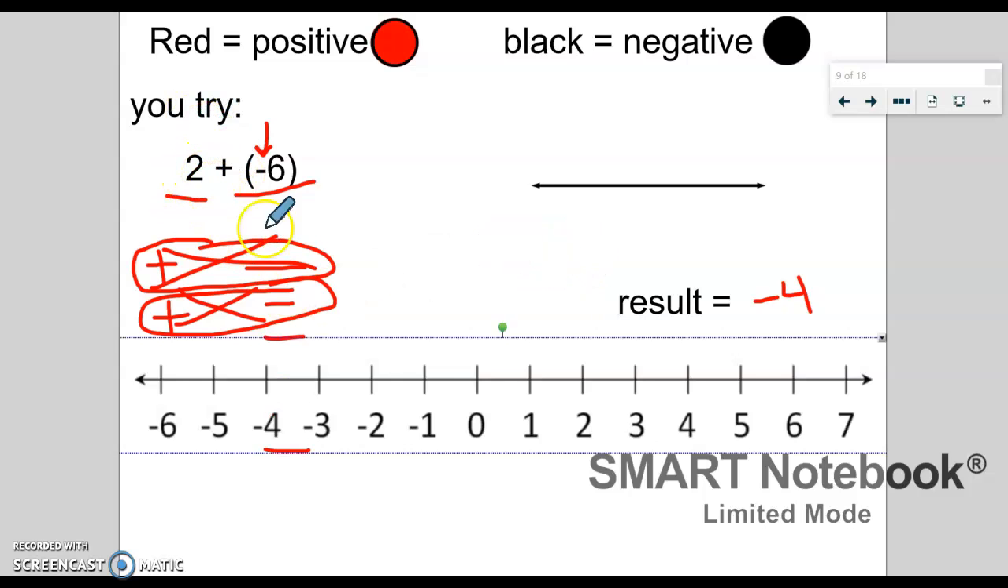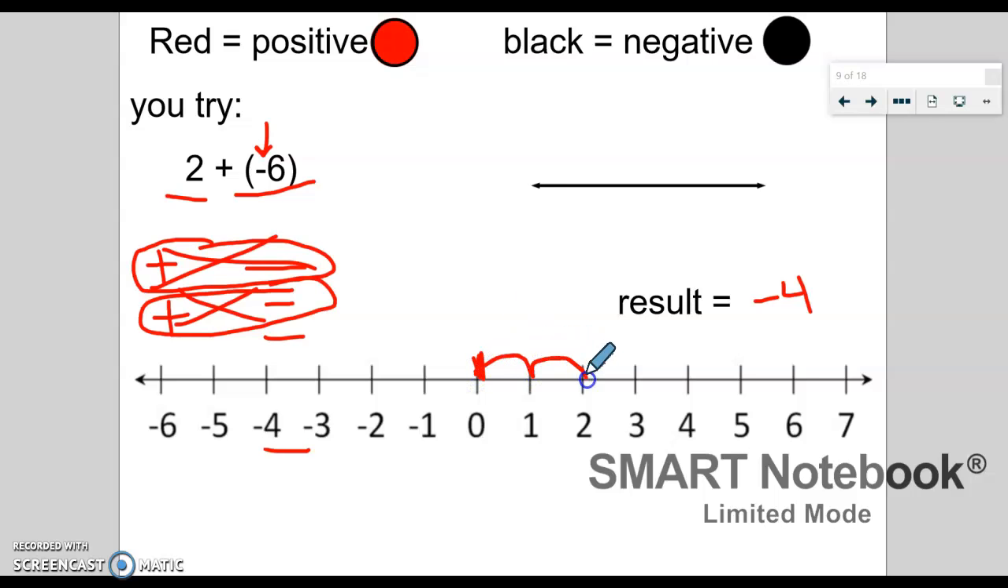You can also do it on a number line. I'm going to start at 0 and go over 2 spots. 1, 2. And then that negative sign for 6 tells me I'm going to go in the left direction. So 1, 2, 3, 4, 5, 6 spots to the left, and you end up at -4. I encourage you again to pause and try any of these problems.